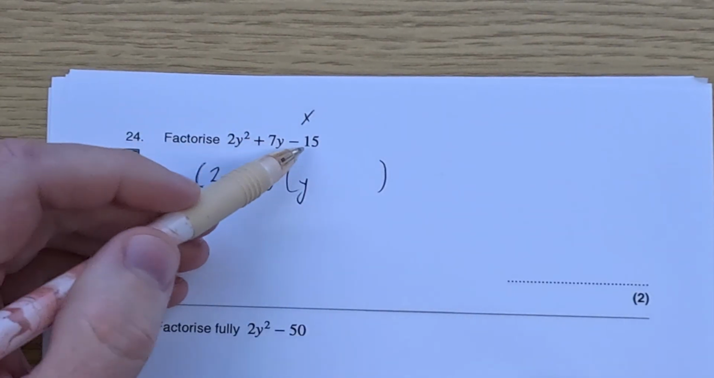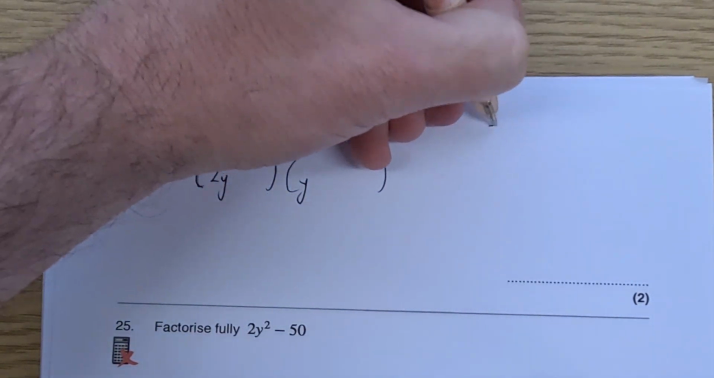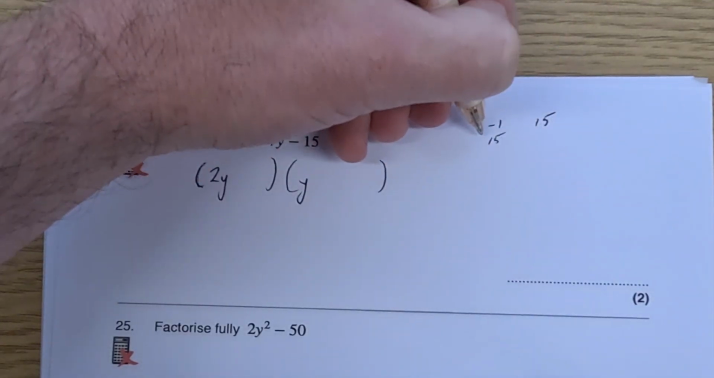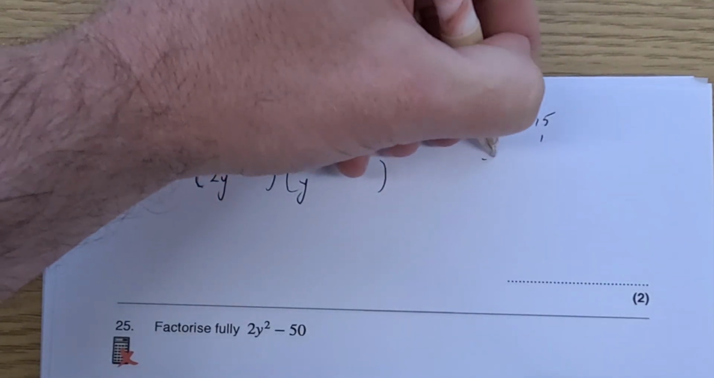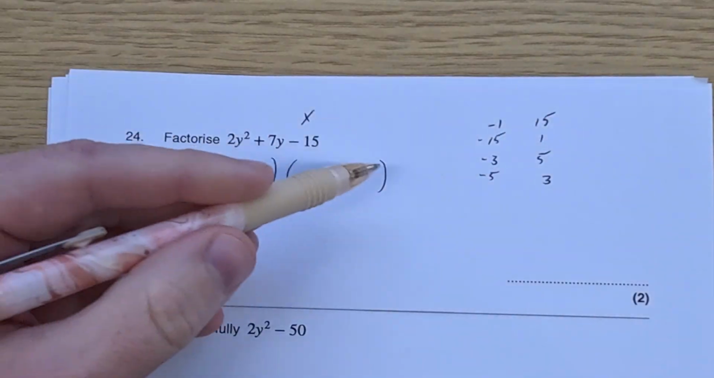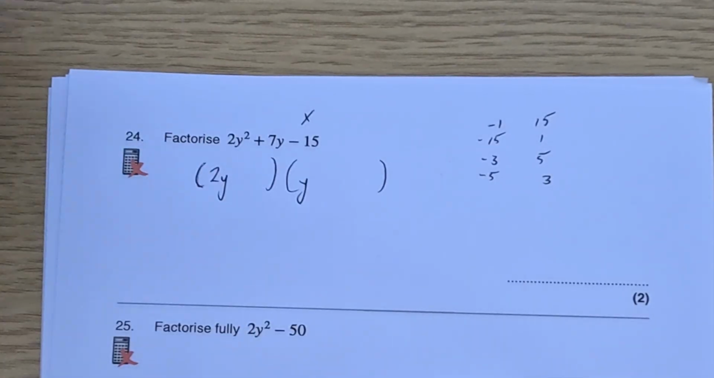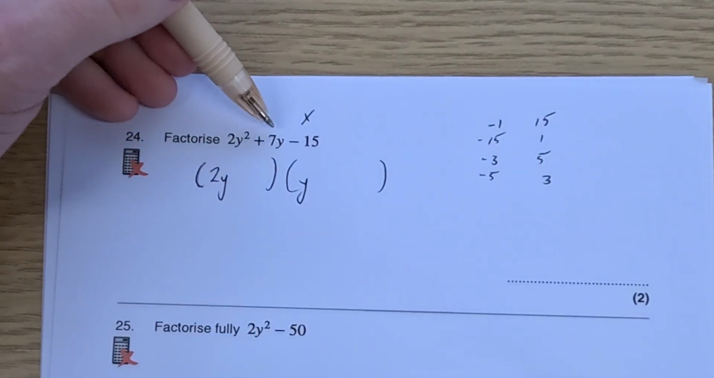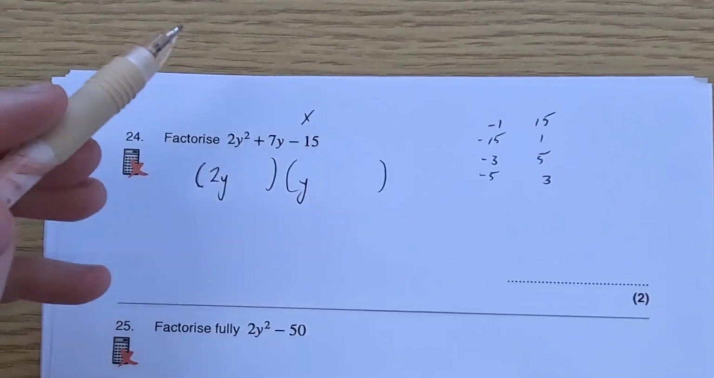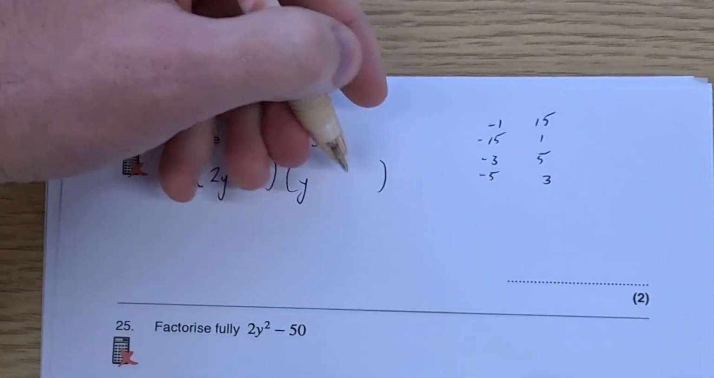Okay, so these numbers will times together to be minus 15. So I'm thinking of numbers such as 1 and minus 15. I'm just going to write some options down here. Minus 1 and 15. We could have minus 15 and 1. We could have minus 3 and 5, or minus 5 and 3. So there are the possible options for the numbers that we're going to put in here. And also they can go either way around. So what I'm going to do is we want to get 7y. So if we do 2y times 5, that'll give us 10y. So I'm going to put the plus 5 here.